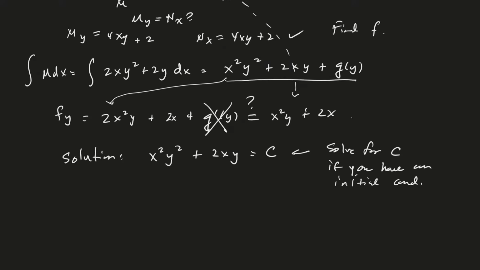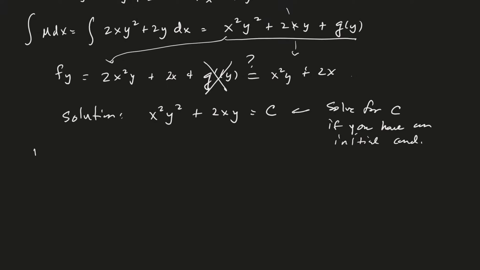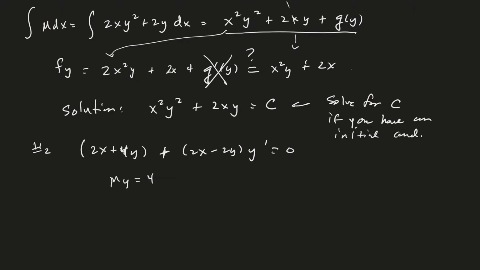So let's try another one. This is number 2 in the exercises. 2x plus 4y plus 2x minus 2y, y prime, equals 0. Okay, so M sub y is equal to 4, N sub x is equal to 2. Those things are not equal, so not exact. Very good.